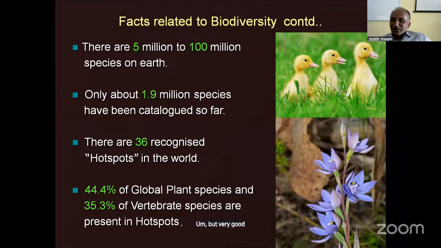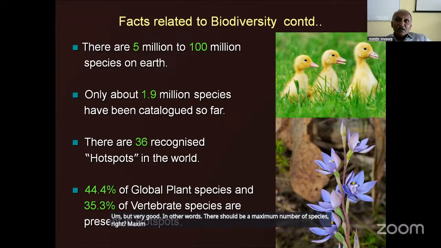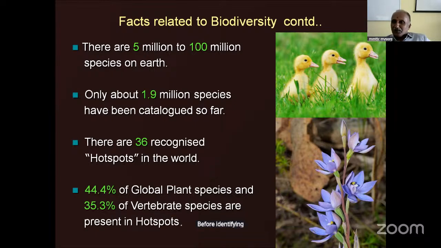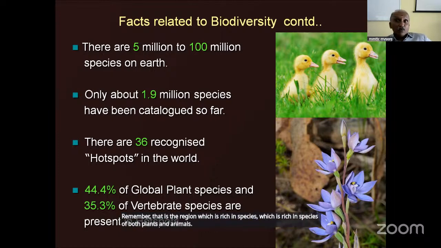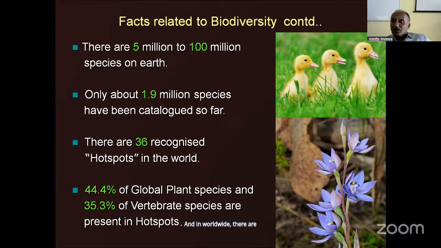Very good. In other words, there should be a maximum number of species, right? Maximum number of varieties and varieties of species. That means species richness must be there in an area before identifying it as a hotspot. Anyway, I will tell you what is a hotspot in the coming slides. Remember, that is the region which is rich in species, of both plants and animals. And worldwide, there are 36 such hotspots. And in India, there are 4 such hotspots.